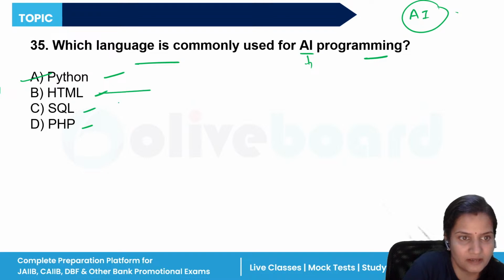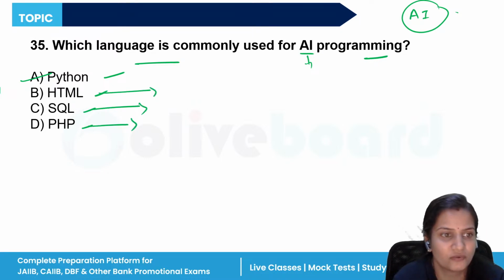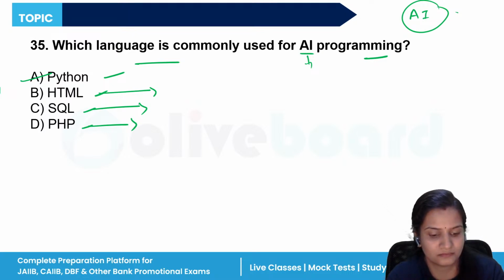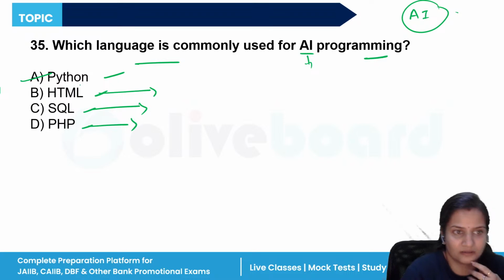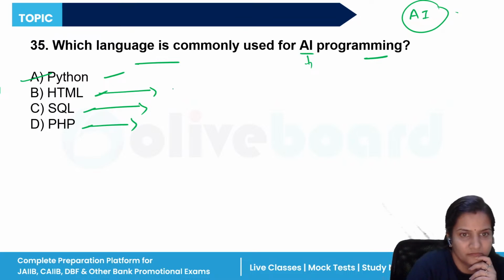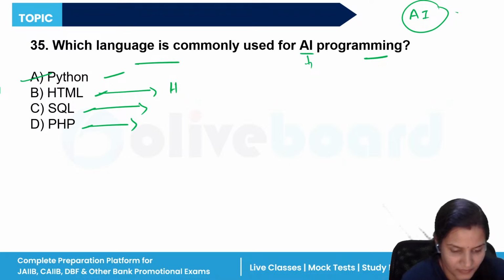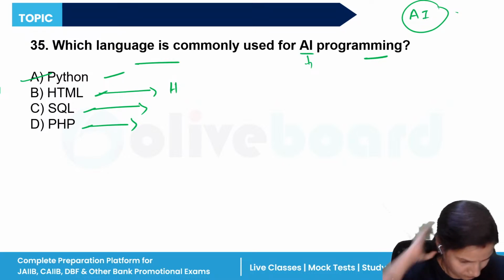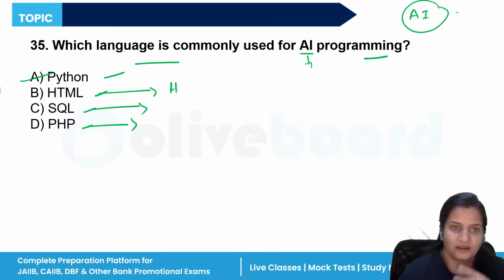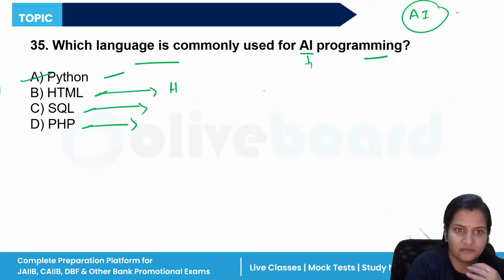Okay. Now, can you tell me the full forms of all of these? HTML, SQL, PHP, the full form. You don't need to tell all the definitions related to this. Tell me just the full form. Okay. I'm waiting for a few seconds. Tell me. Yes, Hypertext Markup Language. It is basically used for designing web pages.